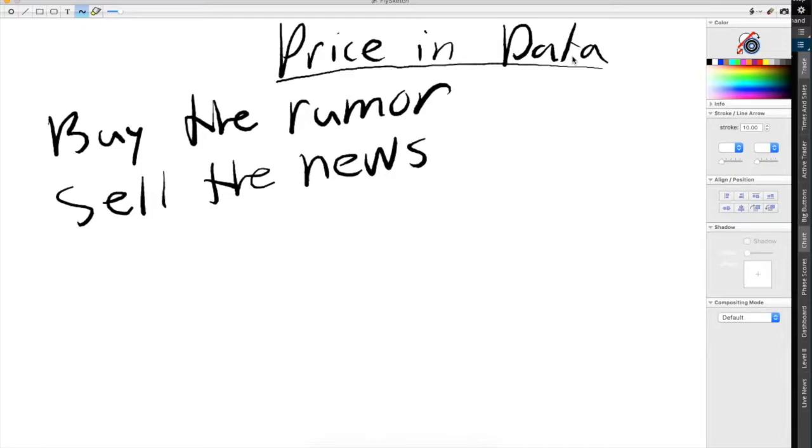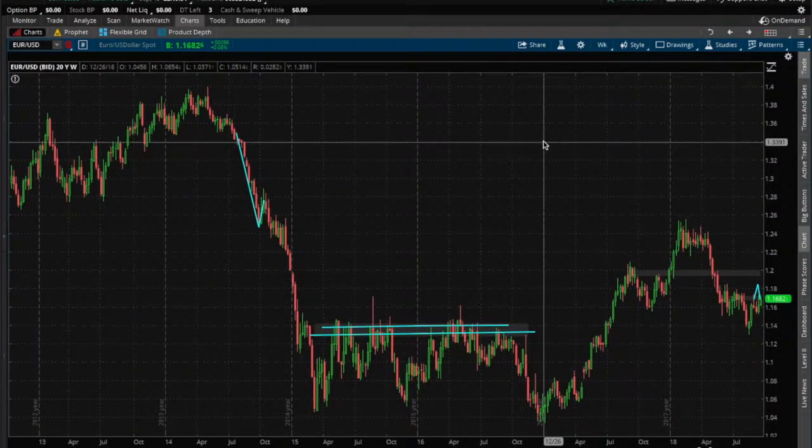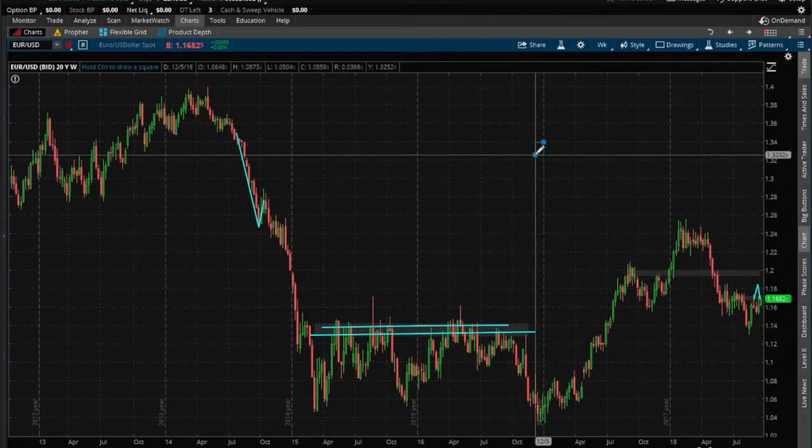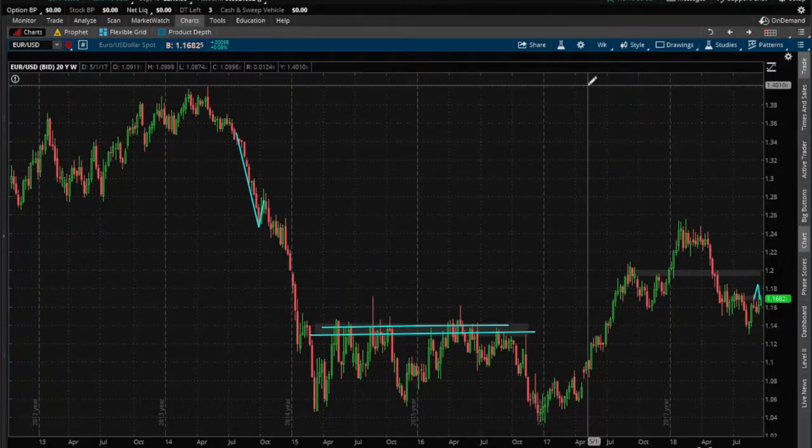So it's going to be your job to rationalize, okay, what is priced in data, and how does priced in data affect my trading? Because it's going to affect it very, very heavily. So let's go take a look at priced in data. It's staring us right in the face right now.